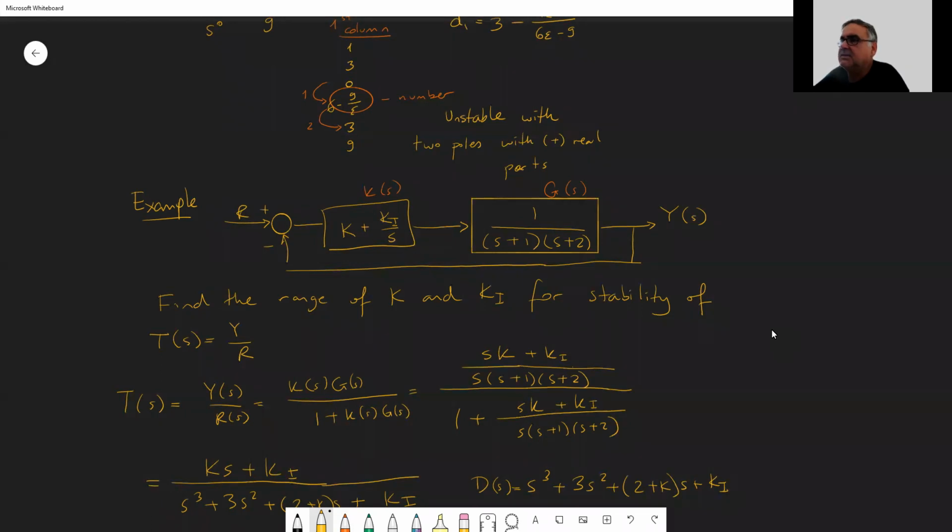Well, this is the plant transfer function, for example. This is the controller. Closed loop system is plant and controller combined together gives you the closed loop transfer function.